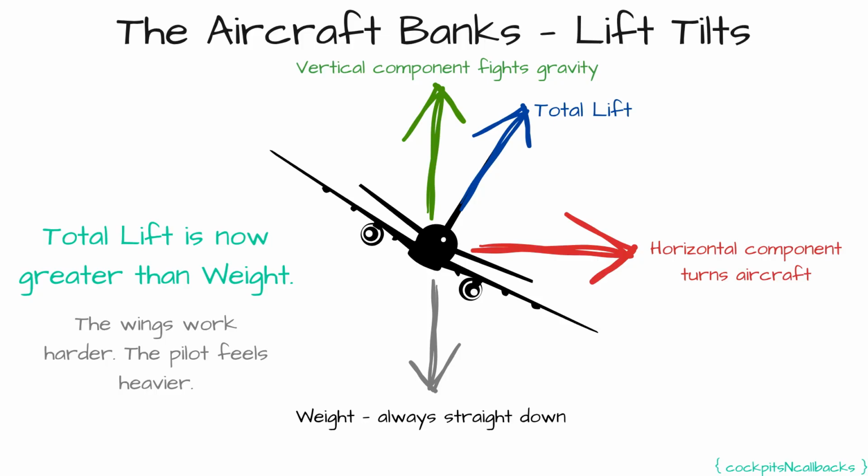Here is the key. For the aircraft to maintain altitude, the vertical component must still equal weight, but only part of total lift is now fighting gravity. The rest is turning the aircraft, so the wings must generate more total lift than in level flight. Total lift is now greater than weight. The pilot feels heavier. G is increasing. Load factor is increasing beyond 1. This is exactly where the formula comes from.